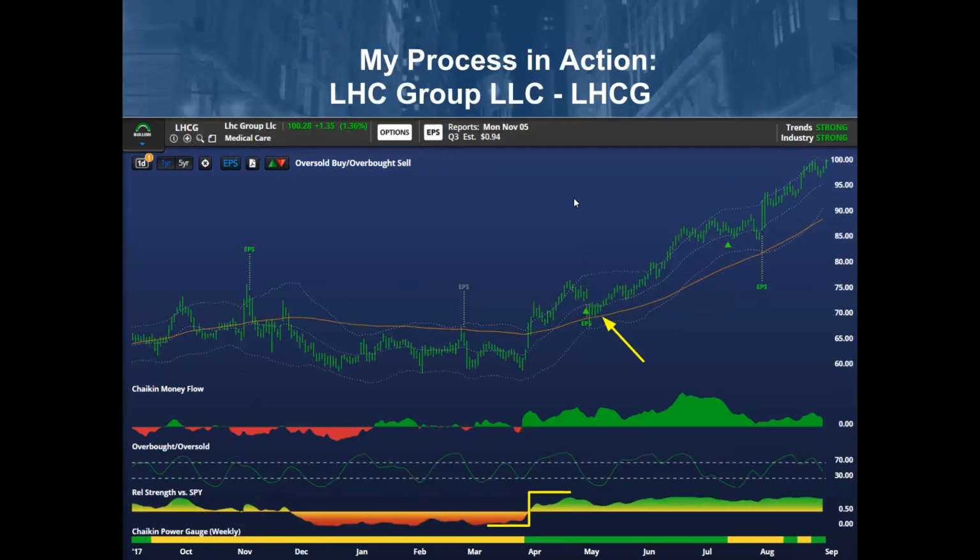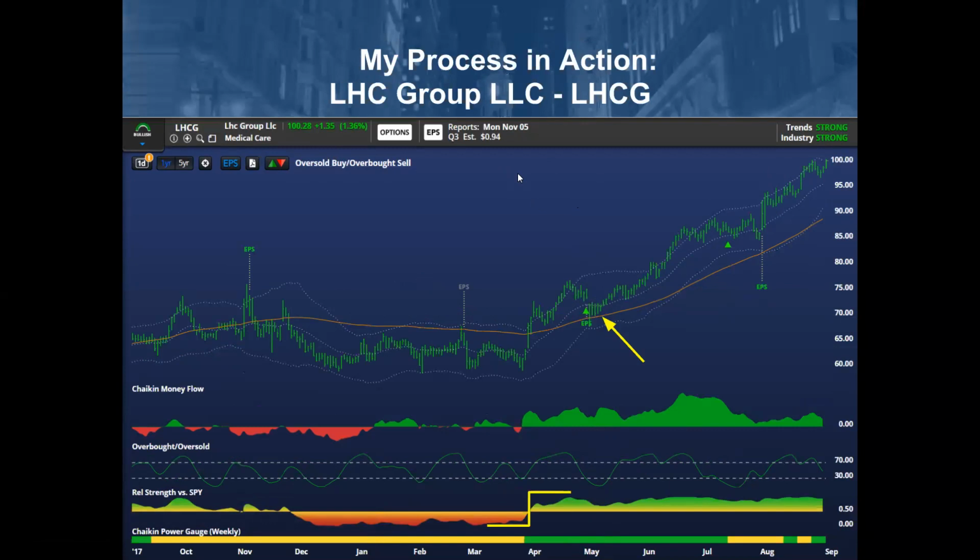Another name within the group was actually, at the time, a name that I had never even heard of, LHC Group, part of the medical care industry group, right? So that healthcare services part of the market that had been outperforming. This stock begins outperforming the market in April, has a bullish rating in early May when it registers an oversold reading, but has bullish money flow, triggers one of our buy signals at around $70. And then it was off to the races, up to $100.